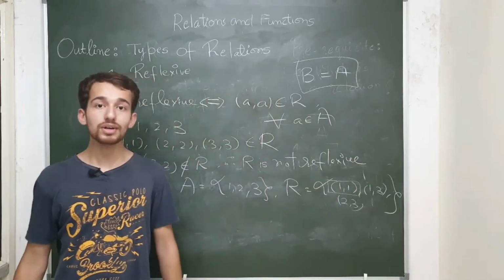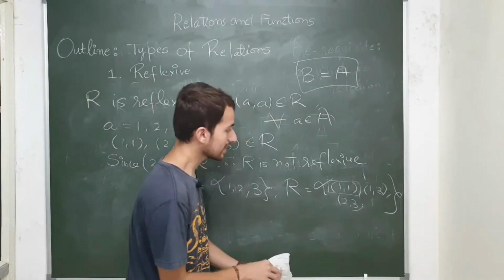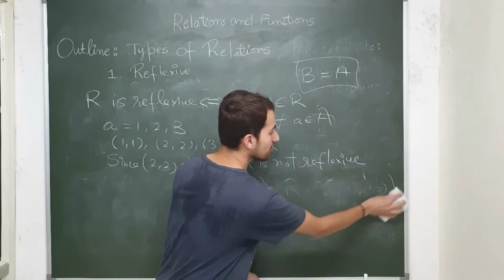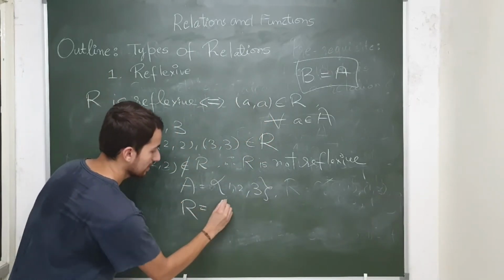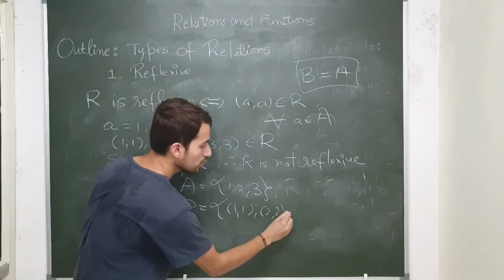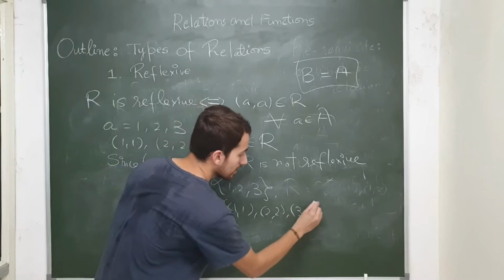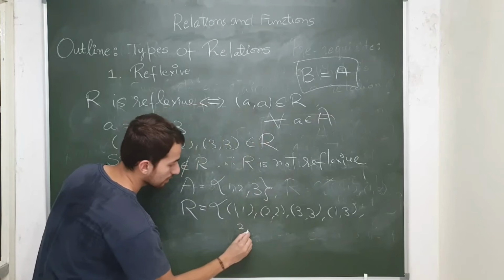Fine, this R is not reflexive. Now suppose our R was such that it had more ordered pairs. If I redefine my R, suppose my R was (1,1), (2,2), (3,3), (1,3) and (2,3).